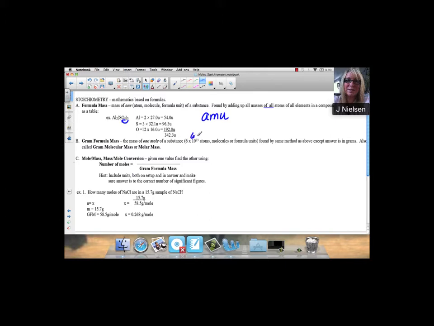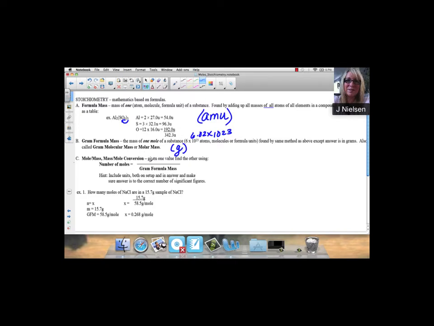Gram formula mass is the mass of 1 mole of a substance. Remember, Avogadro's number is 6 times 10 to the 23rd. It's really 6.02 times 10 to the 23rd molecules or atoms. Found by the same method as above, except the answer's in grams. This is called the gram formula mass. So both the formula mass and the gram formula mass are found exactly the same way, except this one has units of grams and this one has units of AMUs.